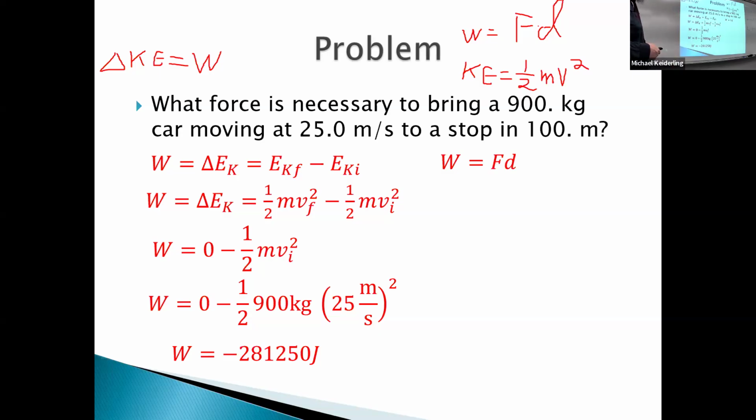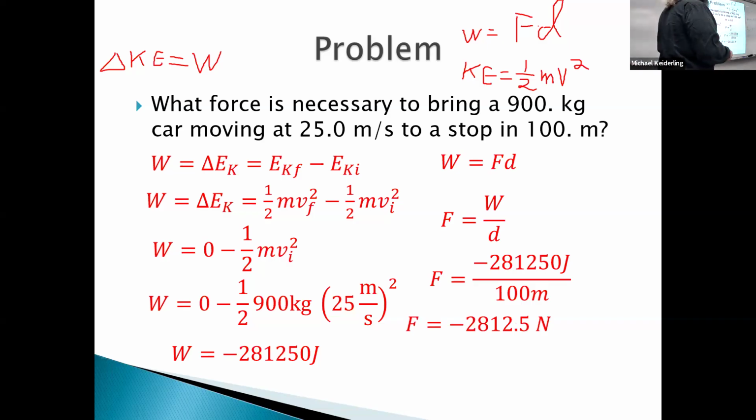But it's also force times distance. So the force is work over distance. The force is minus 281,250 joules over 100 meters. So the force required is minus 2,812.5 newtons, or minus 2,810 newtons. And it's negative because it's opposite the direction of motion of the car. That's why it comes out negative in this calculation, because we basically assumed that the car is moving in the positive direction. Any questions about that?